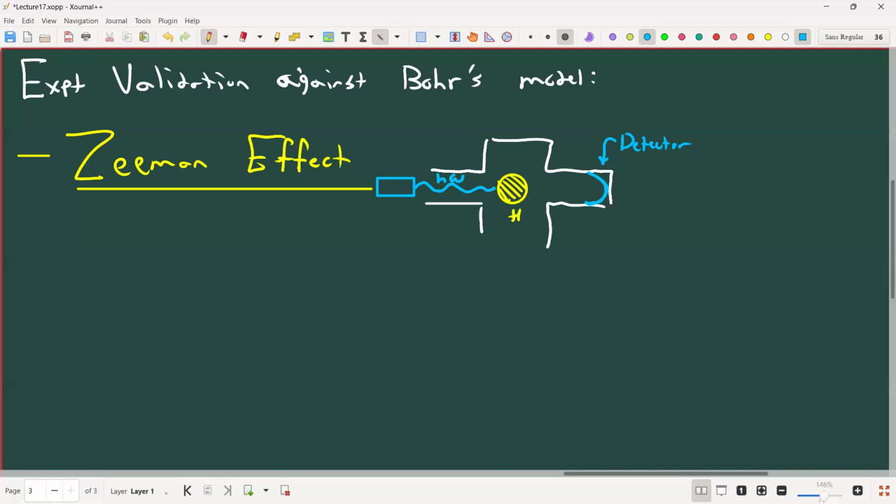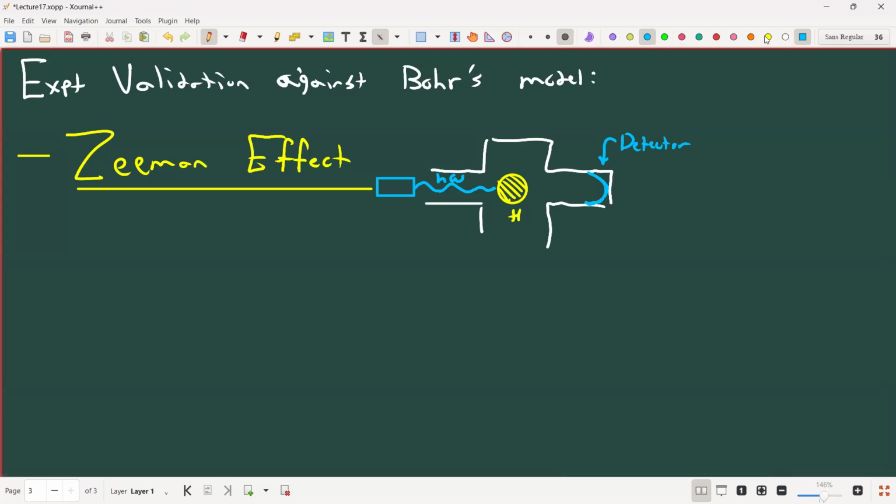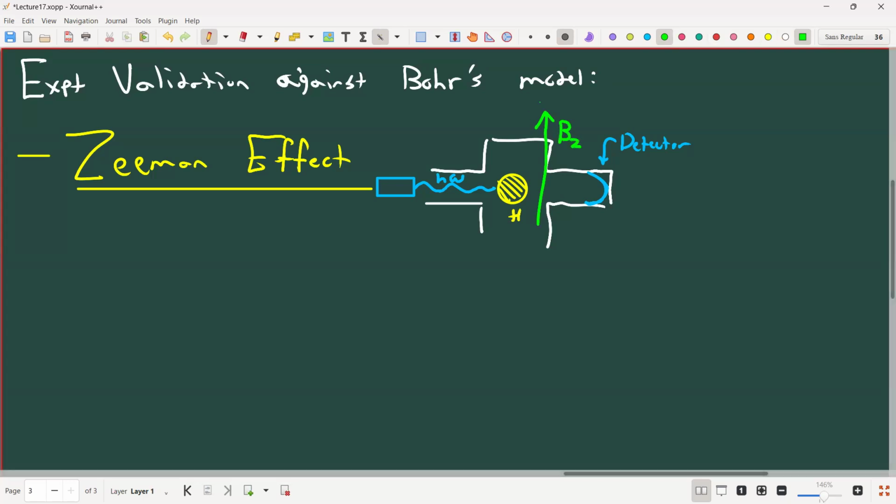I'm going to shine a laser at it. But what I'm going to do is apply a static magnetic field into my system. Think like an NMR experiment where I have a magnet. So this whole thing is arranged by a magnet, and we'll just say that I have a magnetic field in this direction. So I apply a magnetic field B along the Z direction.